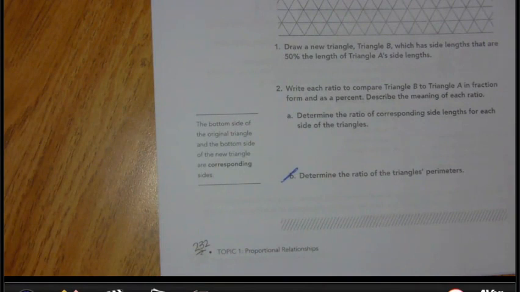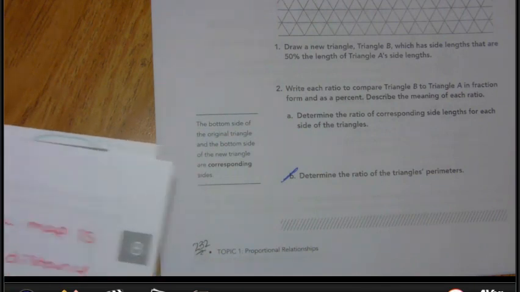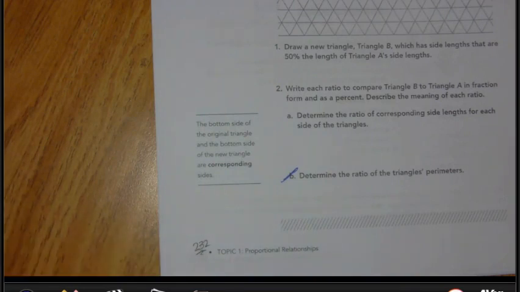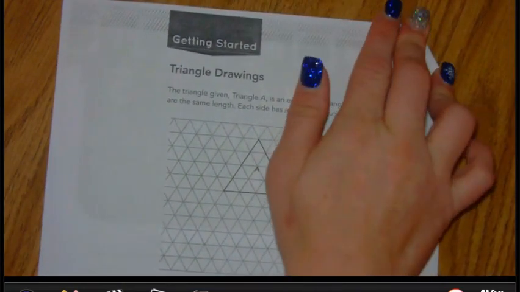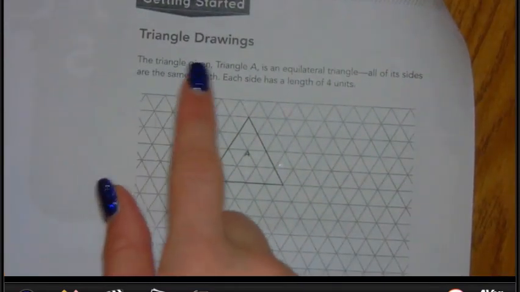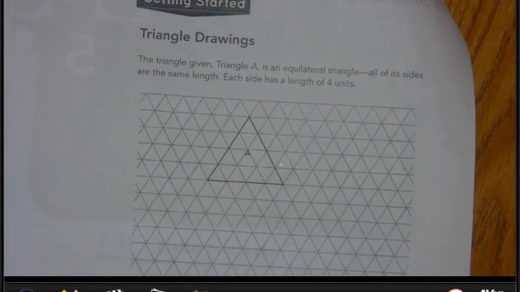All right. If you would please turn in your textbooks to page 232. We're on page 232, and we're going to look at something called triangle drawings. All right, so we're looking at the getting started in triangle drawings, and we see that the triangle is given below. Triangle A is an equilateral triangle.